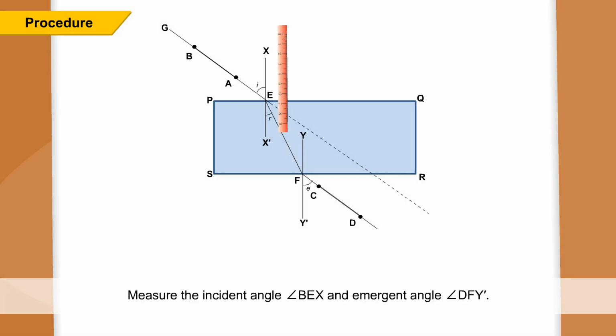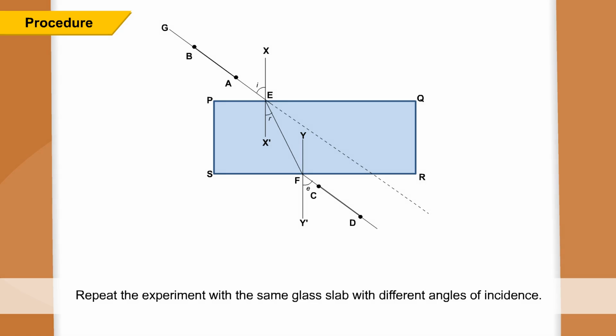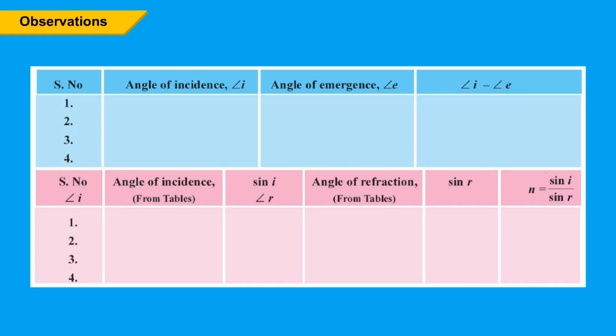Measure the incident angle, angle BEX, and emergent angle, angle DFY'. Repeat the experiment with the same glass slab with different angles of incidence. Observations. Now record all the observations in the following table and calculate the values.